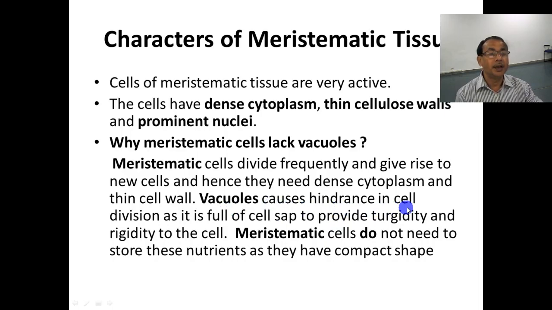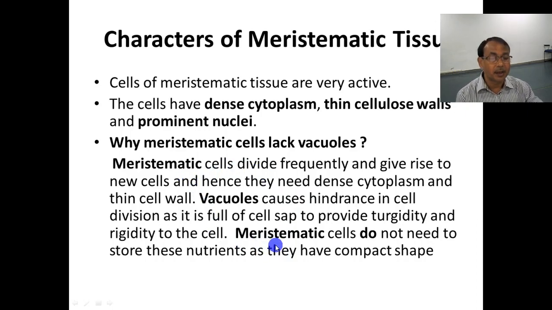Vacuoles cause hindrances in cell division as they are full of cell sap. Because the cell sap is present, it will provide turgidity and rigidity to the cell. The cell will become turgid and very rigid. So that will act as a hindrance in the process of cell division.